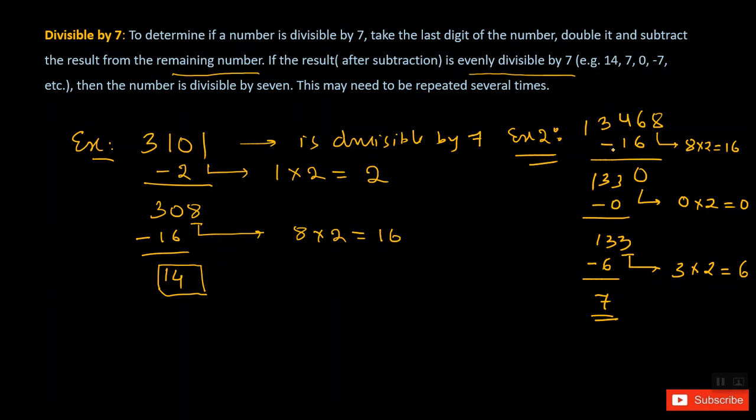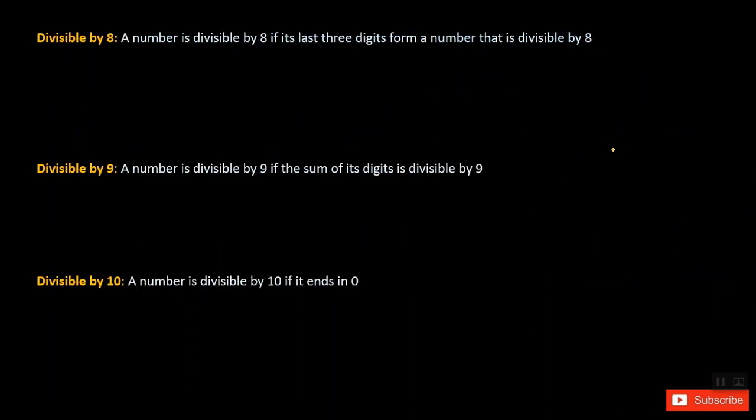Alright, now let's move to the next. Divisible by 8. When we say a number is divisible by 8, if a number's last 3 digits are a multiple of 8, or I can say a number is divisible by 8 if its last 3 digits form a number that is divisible by 8, right? So let's take an example.